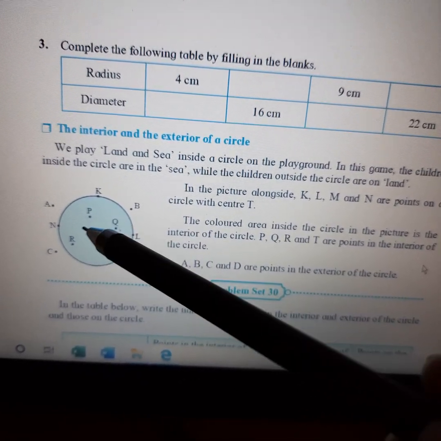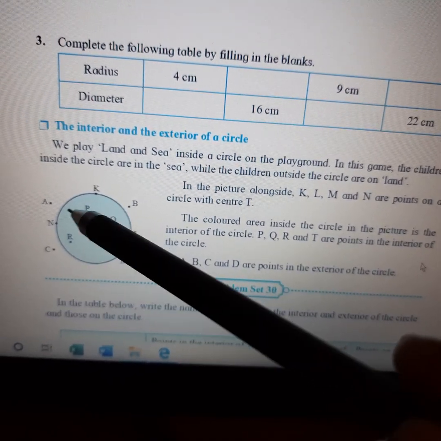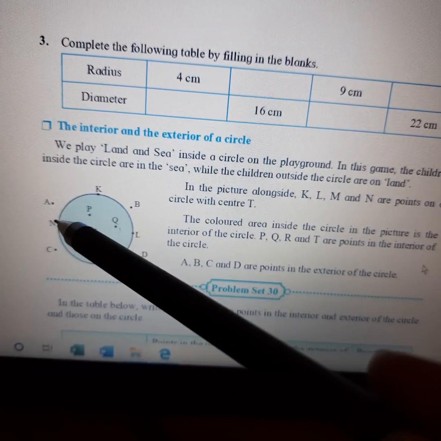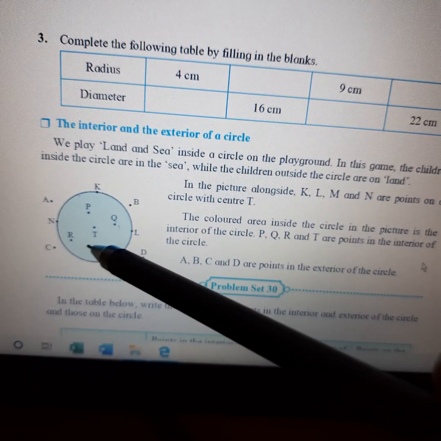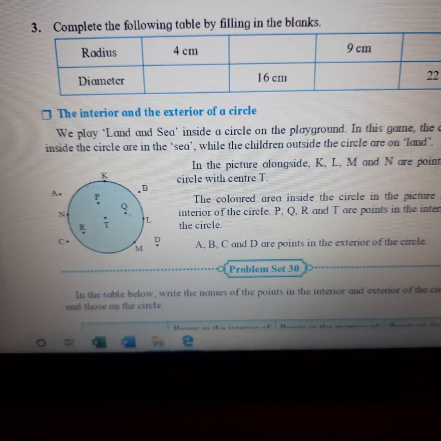So you know, inside the circle there are few points, outside the circle there are few points. Also there are few points marked on the circle. Always remember, a circle is made by infinite points. Now we go on for problem set 30.